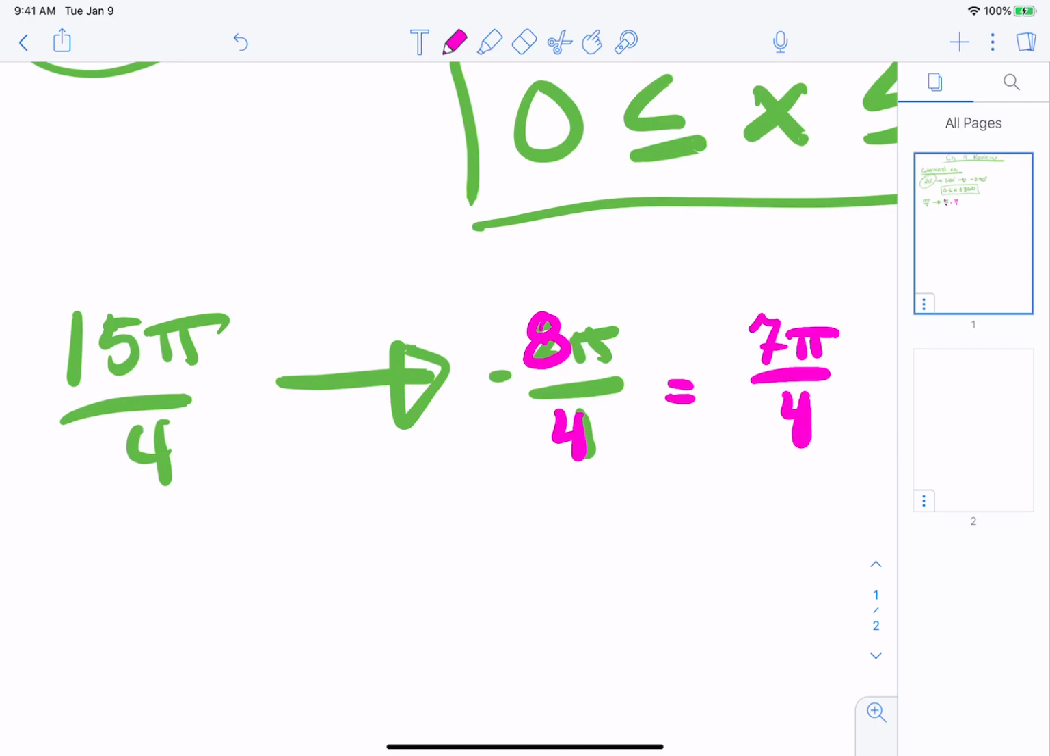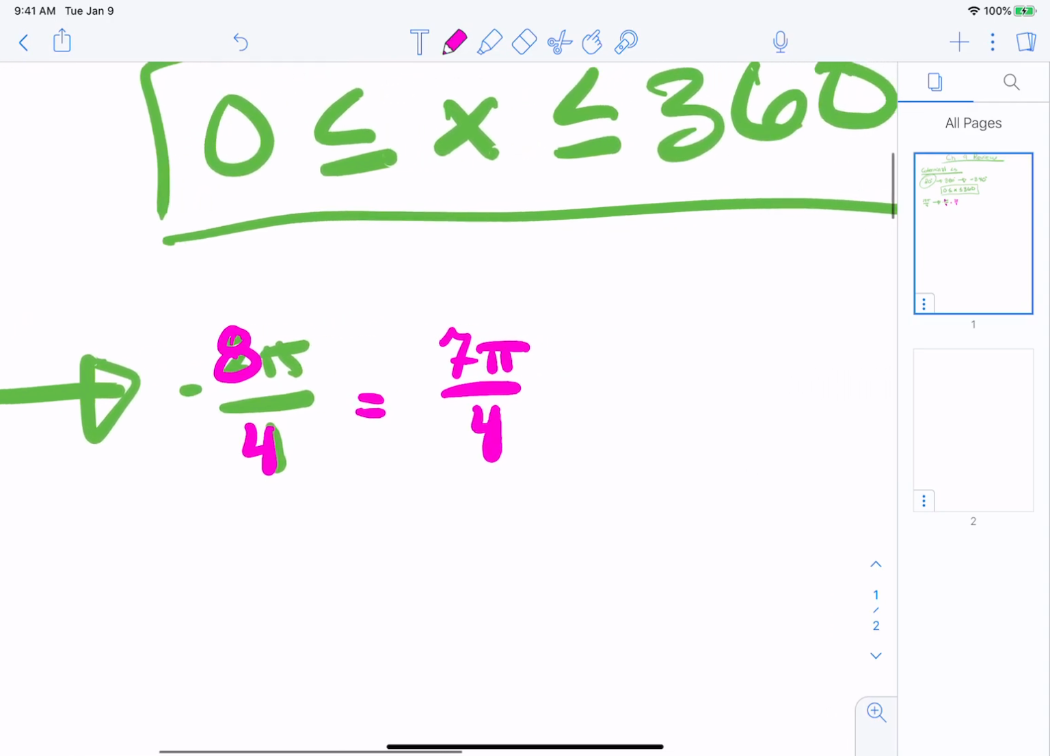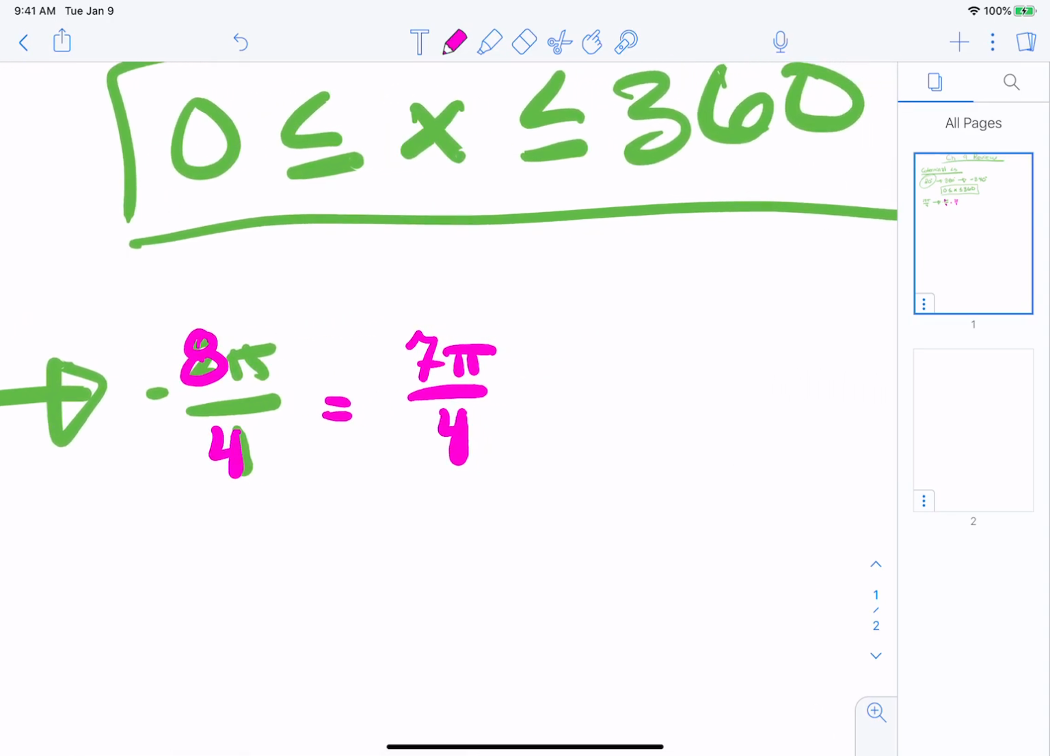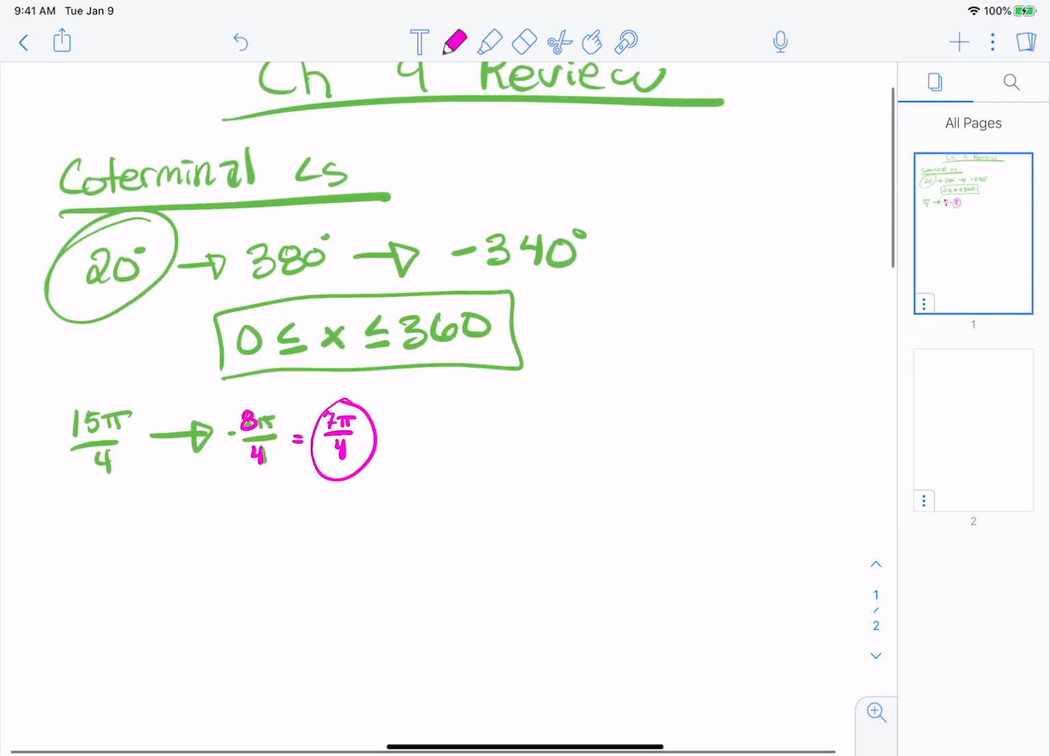Okay. Do I need to subtract again? Or is 7 pi over 4 going to do it for me? If I would subtract another 8 pi over 4, now it would be negative. So I want to stop there at 7 pi over 4. Does that make sense? Yeah. Okay. All right, so those are coterminal angles.